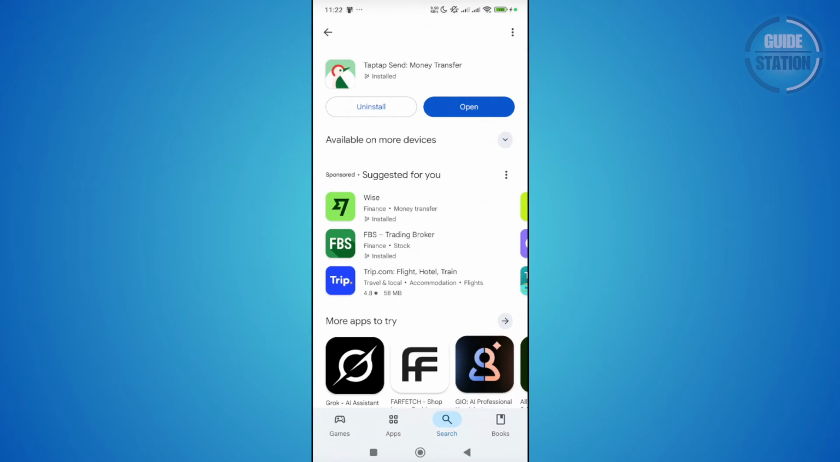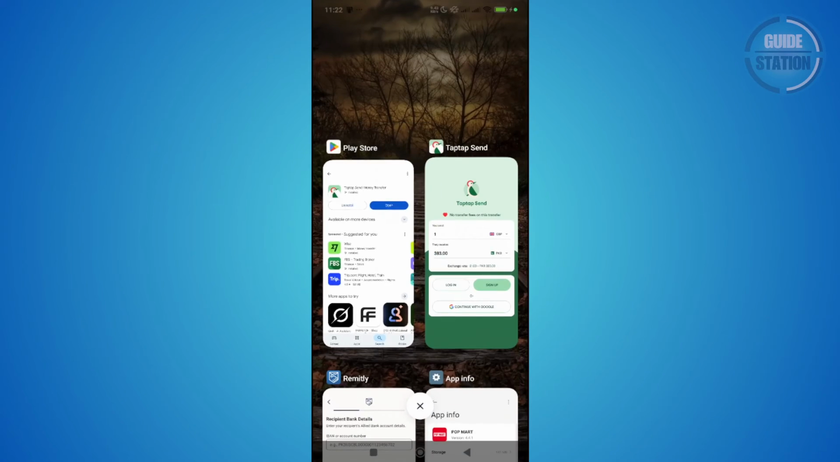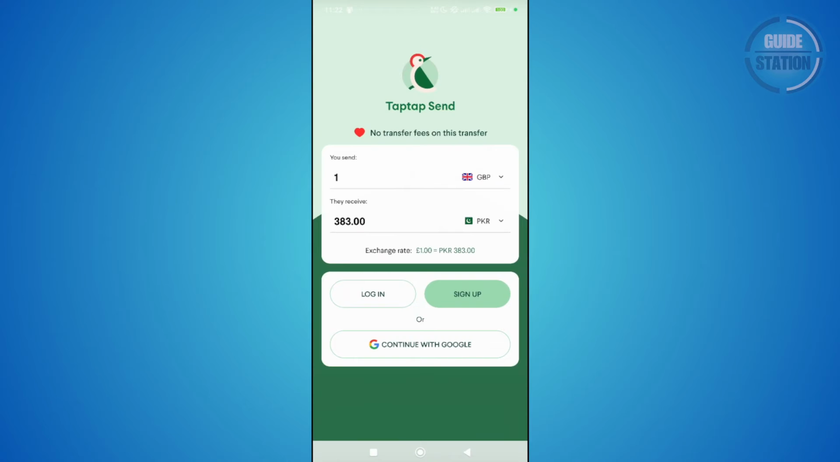Now, sending money from TapTap Send to Wise is going to be really difficult. There's no direct transfer option here. You can't just send from your TapTap Send account into your Wise account like you would with a bank. Instead, you may want to use other workarounds.